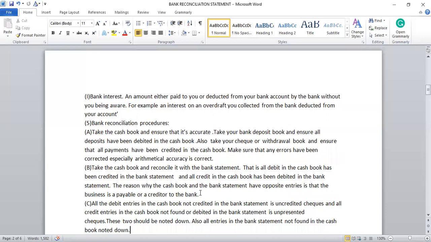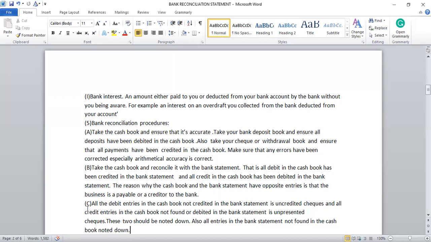You take the bank statement and the cash book. Then you make sure that all debit entries in the cash book have also been credited in the bank, and all credit in the cash book has been debited in the bank. The reason why the bank and the cash book have opposite entries, that is, when the cash book is debited the bank is credited, is that every individual organization is a payable or creditor to you. So when you debit your cash book to increase the amount in the bank, they are owing you the amount. So the amount will be credited. That's your creditor or payable. That's why they have opposite entries. So when the cash book is credited, the bank should be debited.